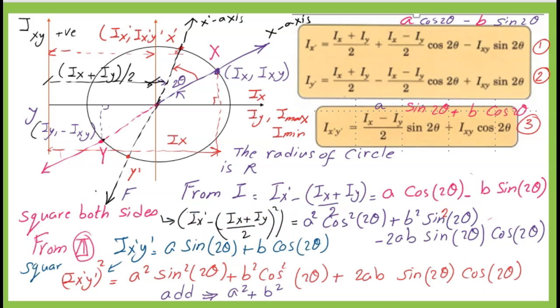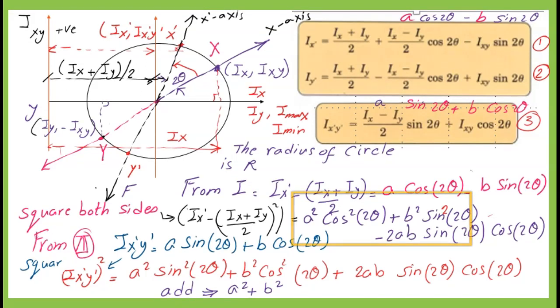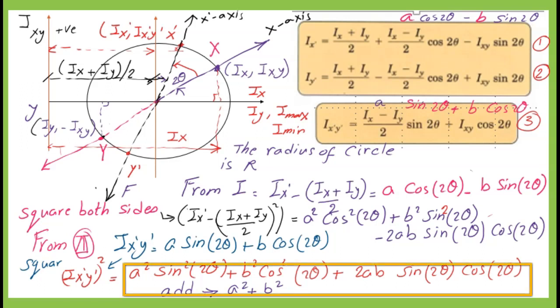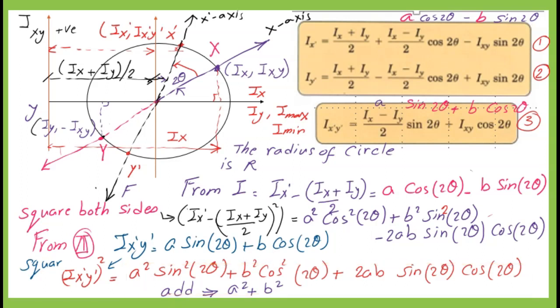Squaring Ix dash minus 1/2 Ix plus Iy will give A square cosine square 2 theta plus B square sine square 2 theta minus 2AB sine 2 theta cosine 2 theta. While squaring Ix dash y dash will give A square sine square 2 theta plus B square cosine square 2 theta plus 2AB sine 2 theta cosine 2 theta.